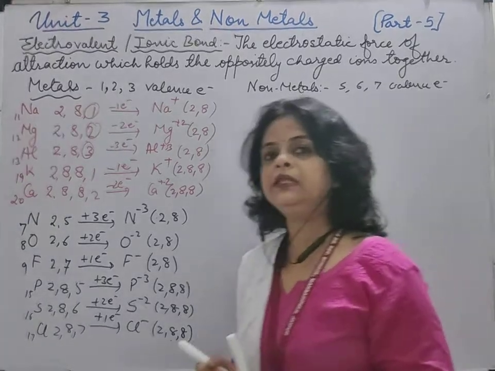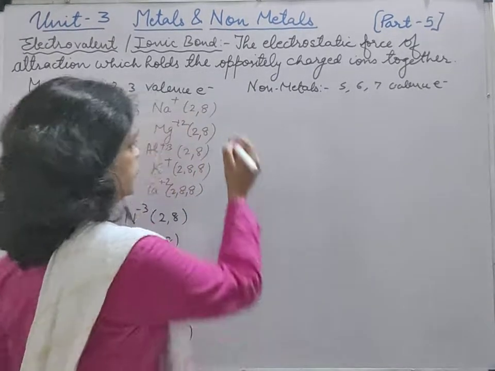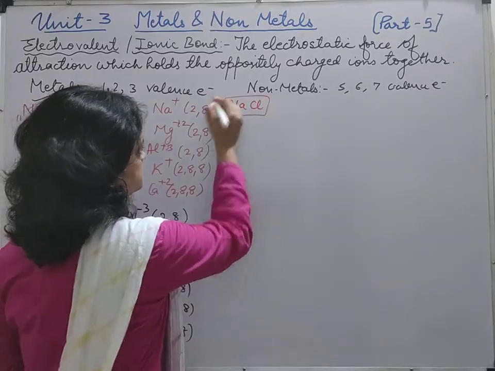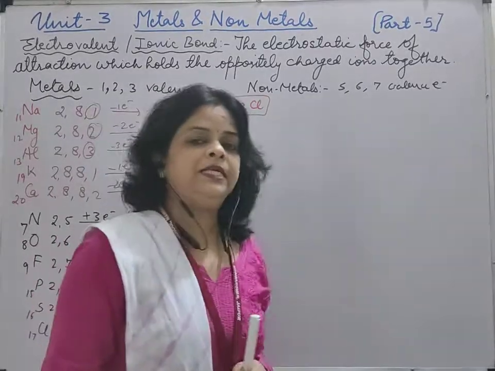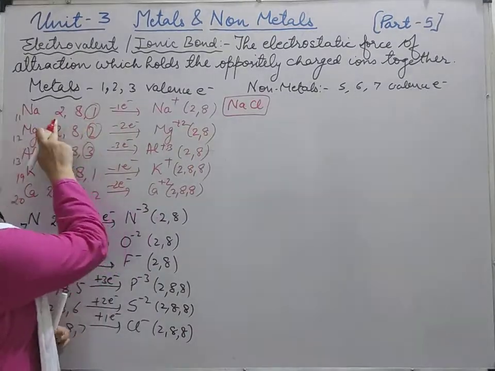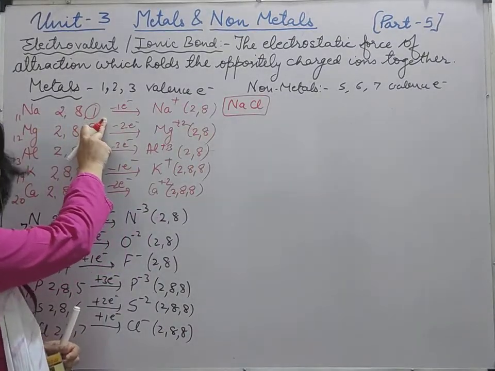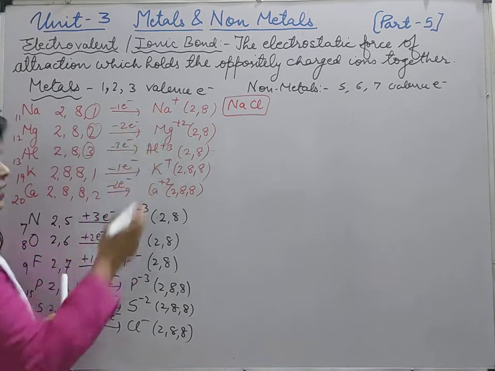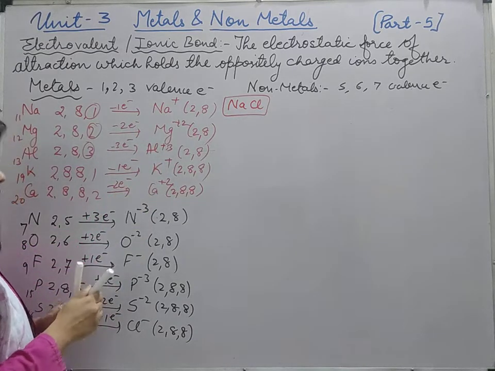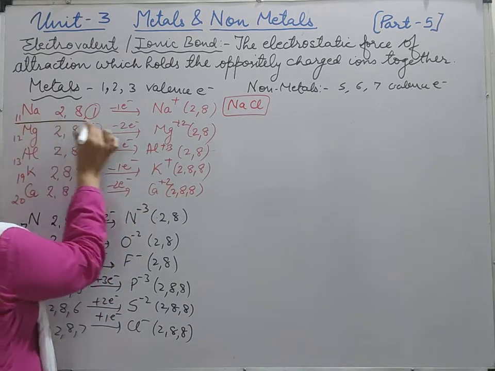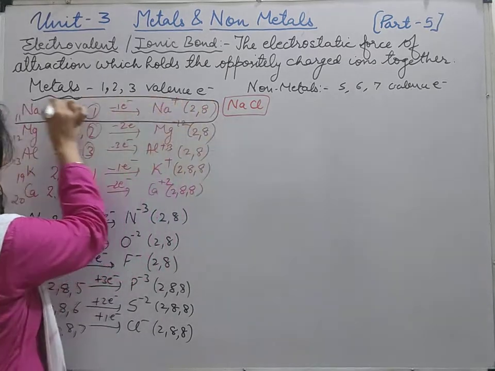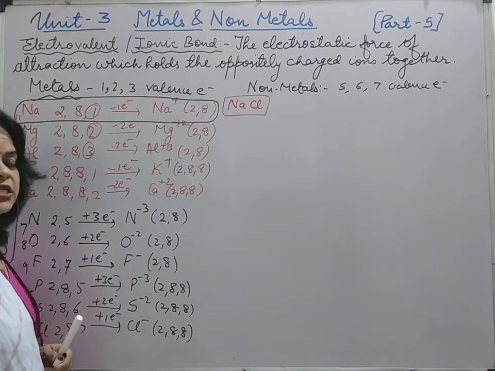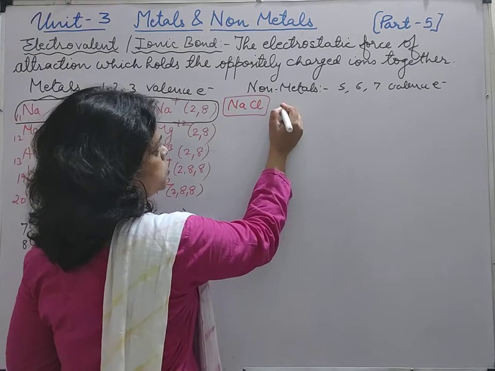So first I am taking the example of sodium chloride, NaCl. As we have written here, Na has the configuration 2, 8, 1. If it loses one electron, it is going to form a sodium ion. It will be the first step. What will we write? Sodium.